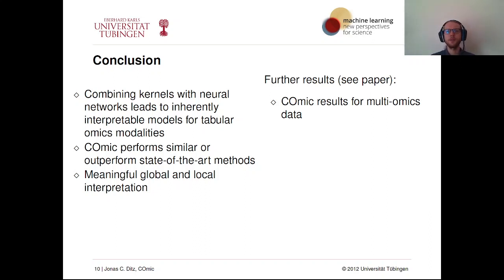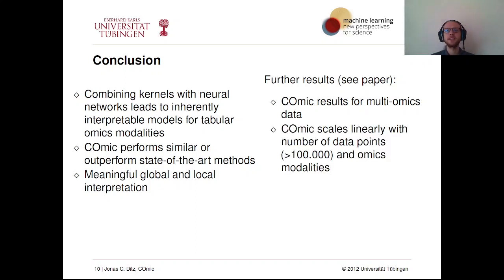For example, we show how you can extend COMIC models to multi-omics data and also show results for multi-omics prediction tasks. Furthermore, we show that COMIC training scales linearly with the number of data points and omics modalities, with results that suggest that COMIC models can be efficiently trained on datasets with more than 100,000 data points.